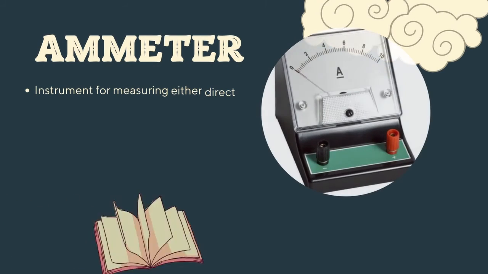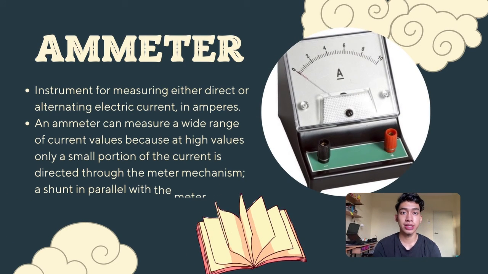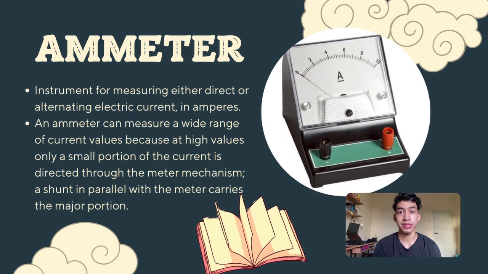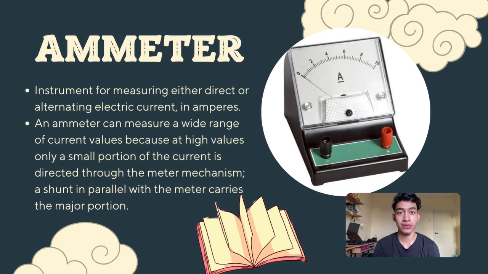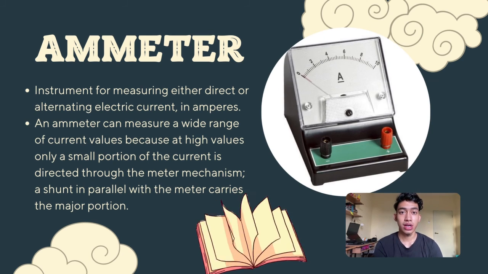Ammeter is an instrument for measuring either direct or alternating electric current in amperes. An ammeter can measure a wide range of current values because at high value, only a small portion of the current is directed through the meter mechanism. A shunt in parallel with the meter carries the major portion.